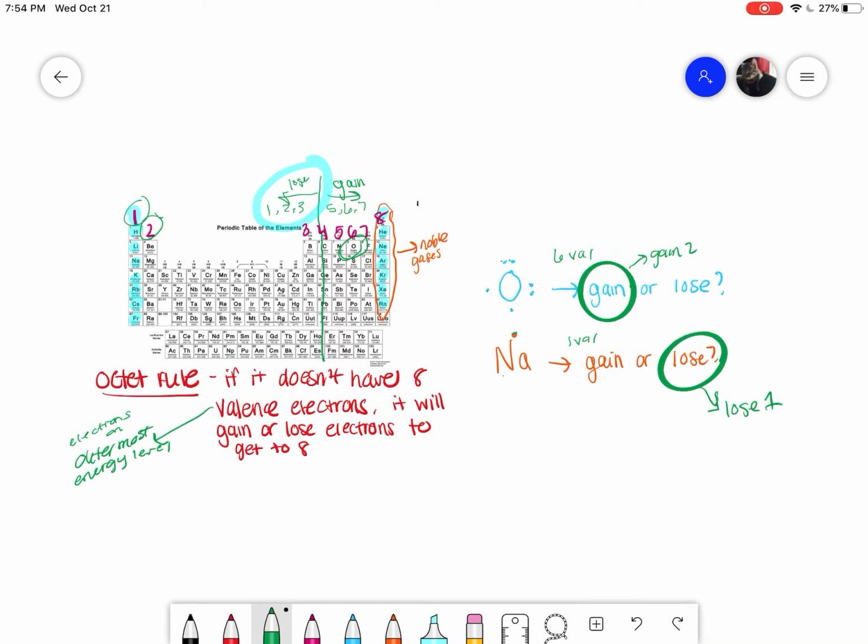So just a recap, if an atom doesn't have 8 valence electrons, it will gain or lose electrons to get to 8. If it has 1, 2, or 3 valence electrons, it's going to lose those to get to 8 valence electrons. And if it has 5, 6, or 7, it's going to gain electrons to get to the 8 valence electrons. And if it has 8, that means it is all good to go.